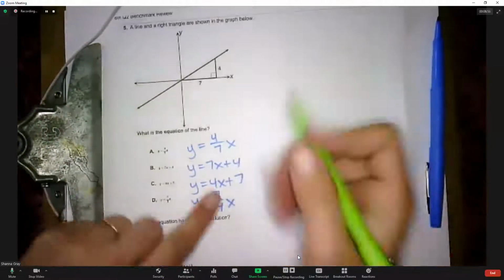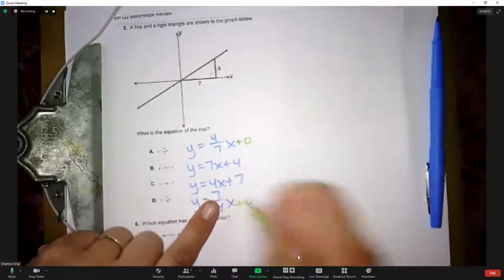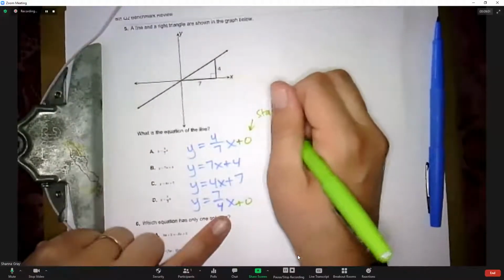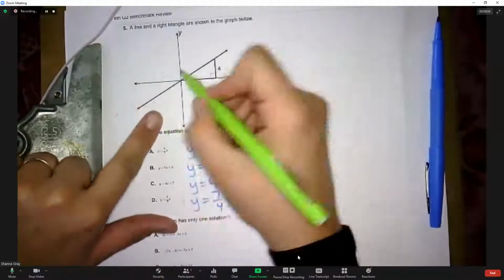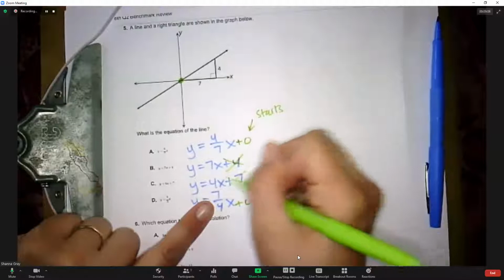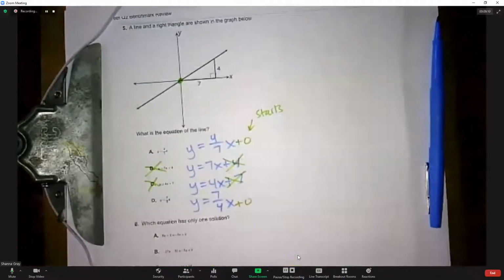Keep in mind that when there's no number on the back, like on these, it's at 0, which means the end number is where it starts. So if you're looking at this equation, it does start at 0. It doesn't start at 4 and it doesn't start at 7, so it can't be B or C.